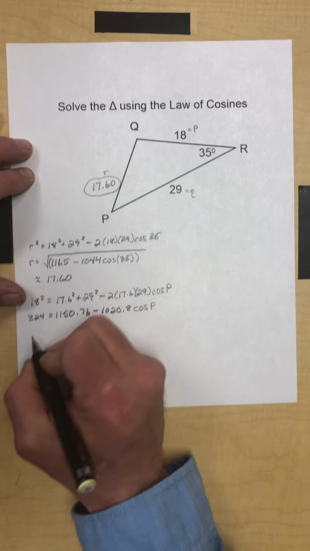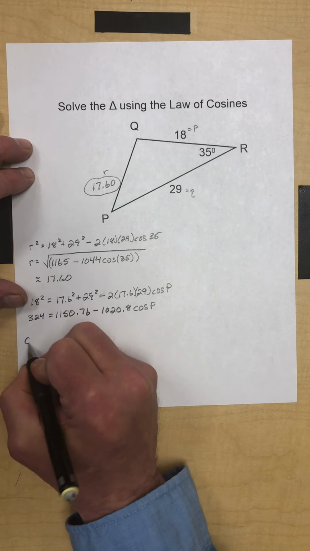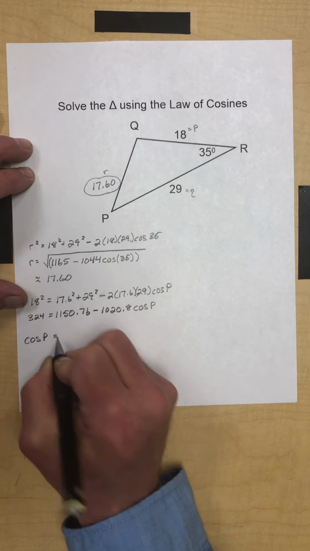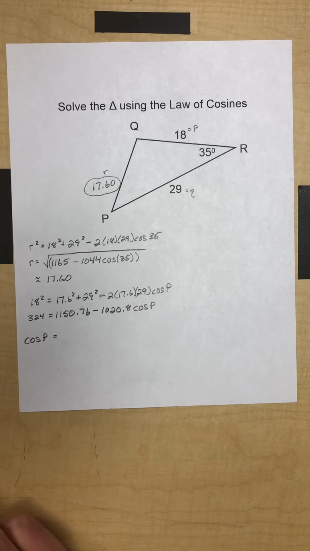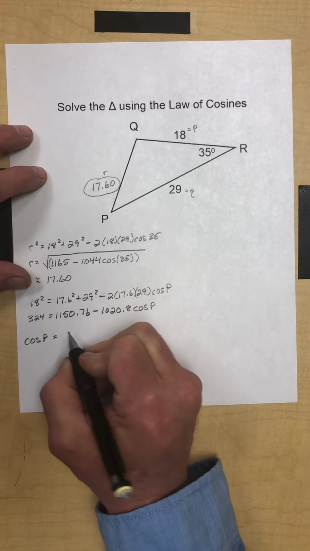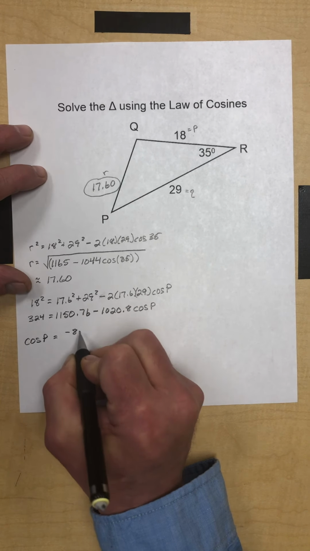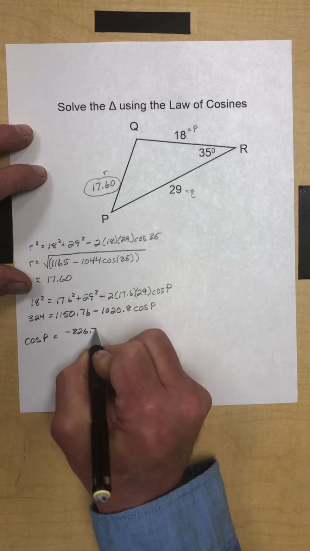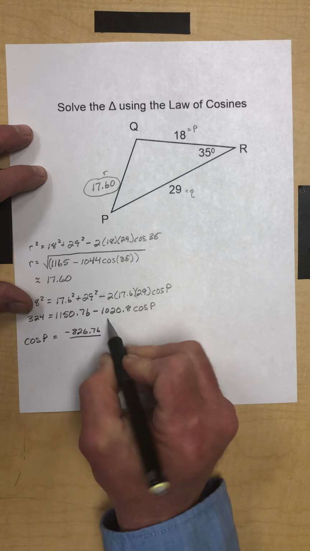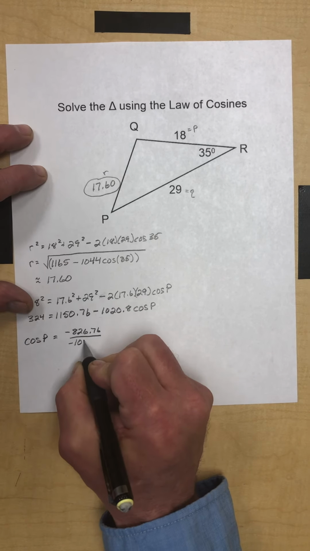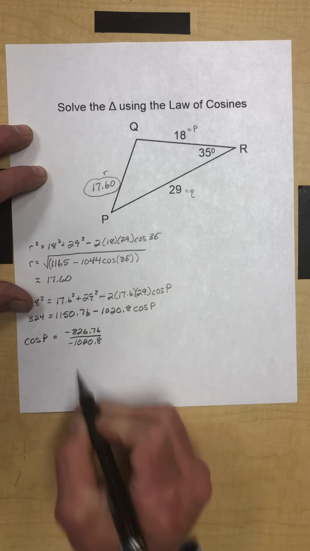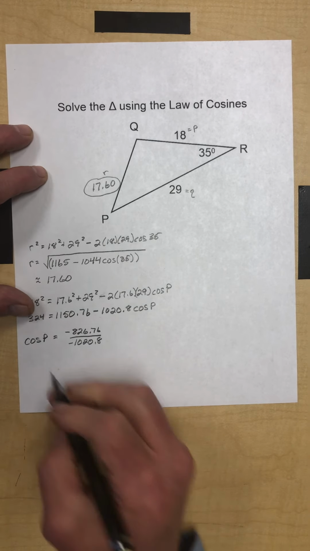Okay, so let's see, isolate cosine of P. So the cosine of P will be 324 minus 1150.76, and that's going to give us a negative, so that's a negative 826.76, and then we'd have to divide by this. Remember, that's negative 20.8. Now obviously they're both negative, so the negatives cancel each other off.